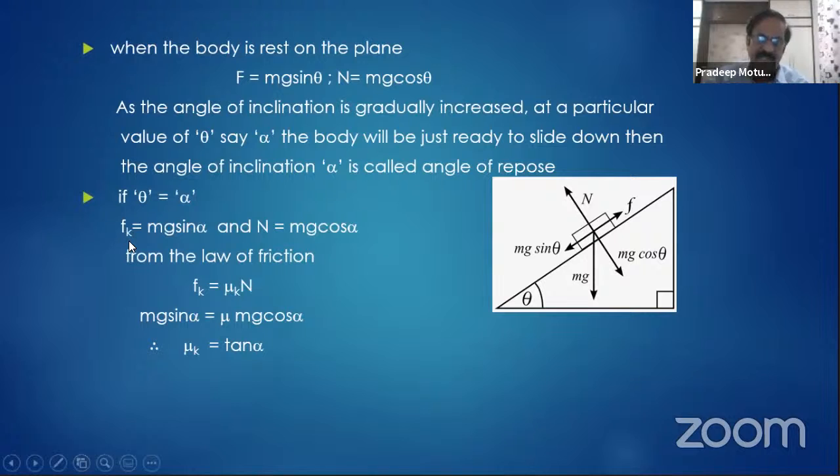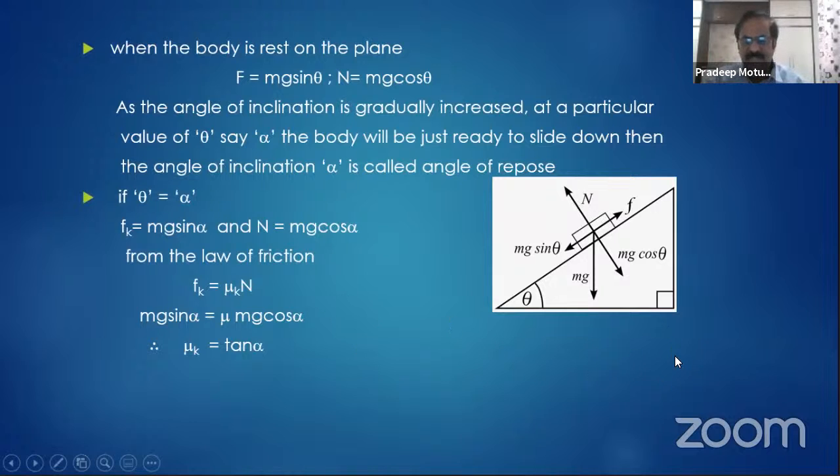Here, that's why I take Fk. Fk is equal to, instead of theta, here I wrote alpha. Why? Because it tends to move. So Fk is equal to mg sin alpha. Similarly, N is equal to mg cos alpha.